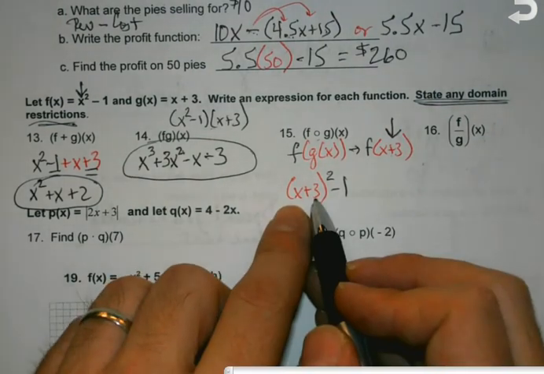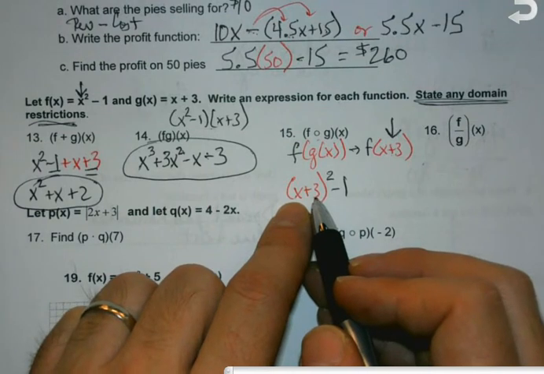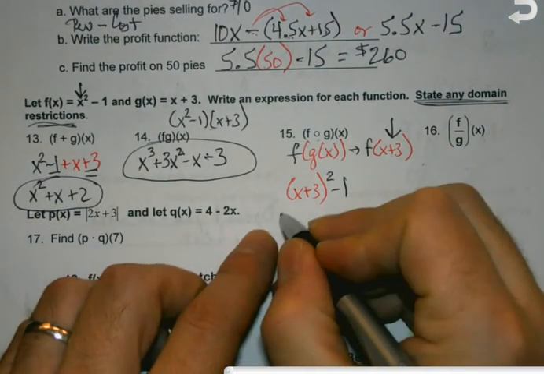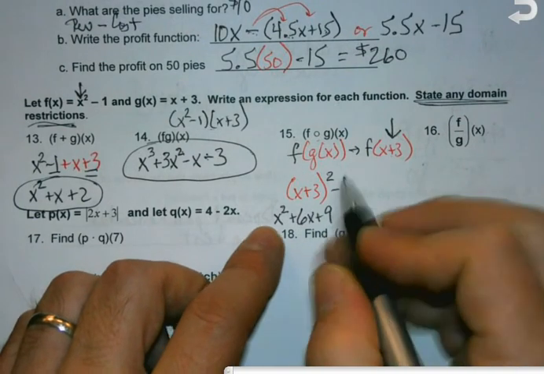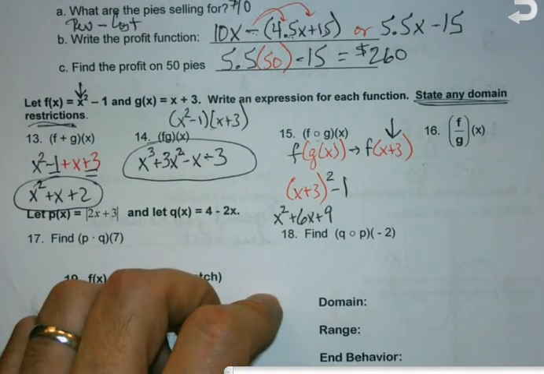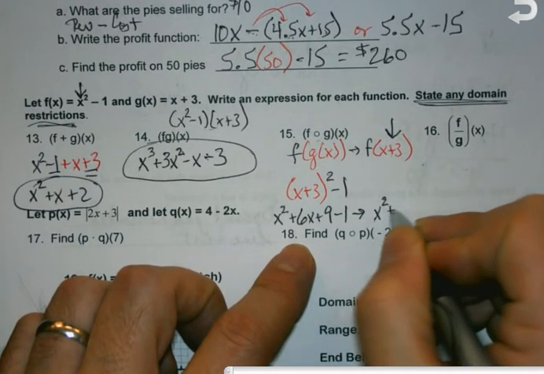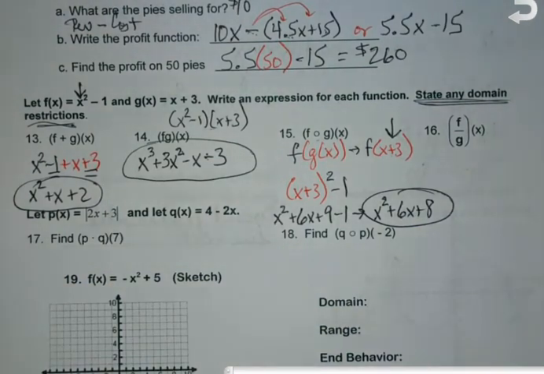And this needs to be boxed or FOILed out. This is not x squared plus 9, and that's it. Write it out as x plus 3 times x plus 3, and FOIL it or box it. And if you do, that's what you'd end up with just for what I have in red. Then I still have to minus my 1. So that's what my composition would be. But for the little detail stuff, be careful.